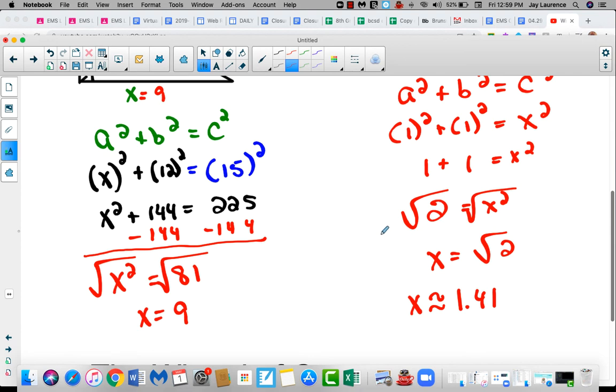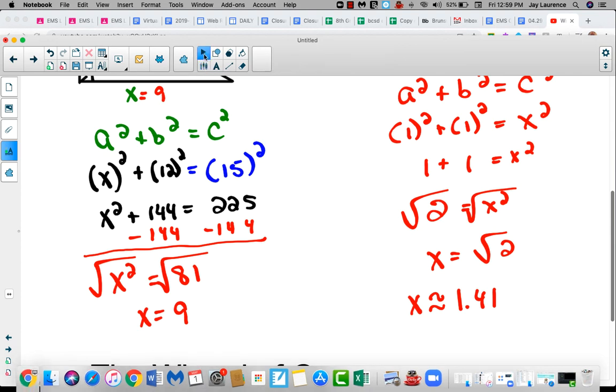That's it. That's the Pythagorean theorem. There really isn't that much more to it. It's pretty simple, something to think of whenever you see a right triangle.